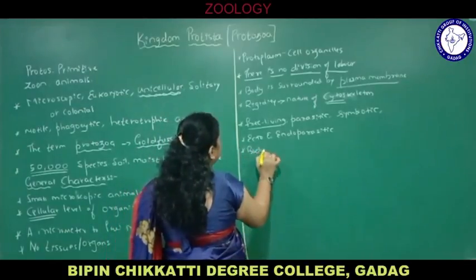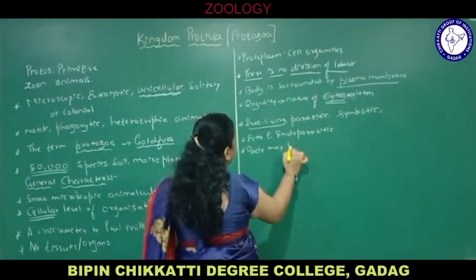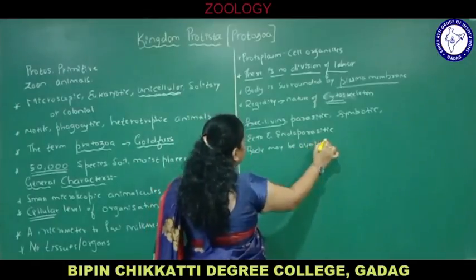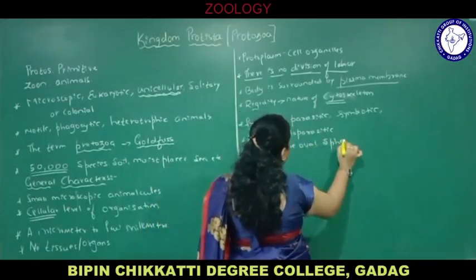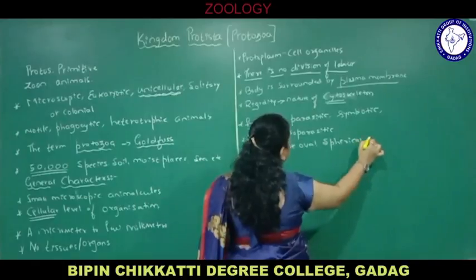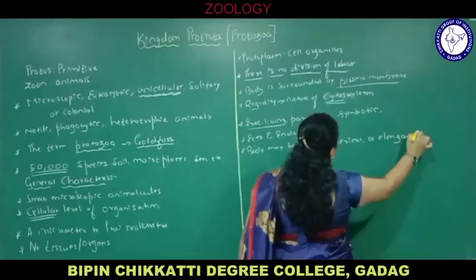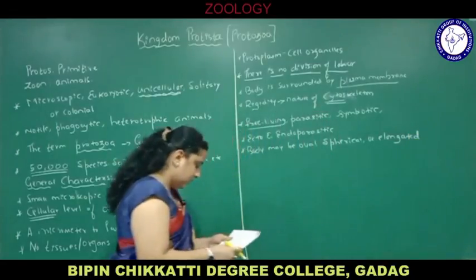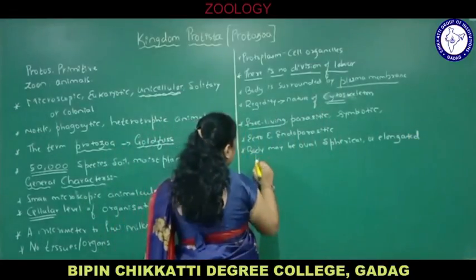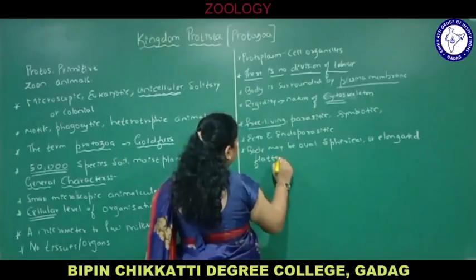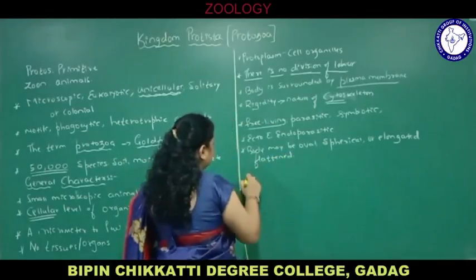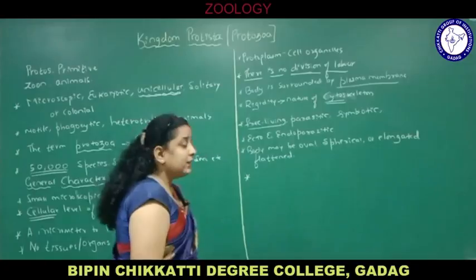Next, the shape of the body may be oval, spherical, or elongated, or even flattened. Next character is cytoplasm.